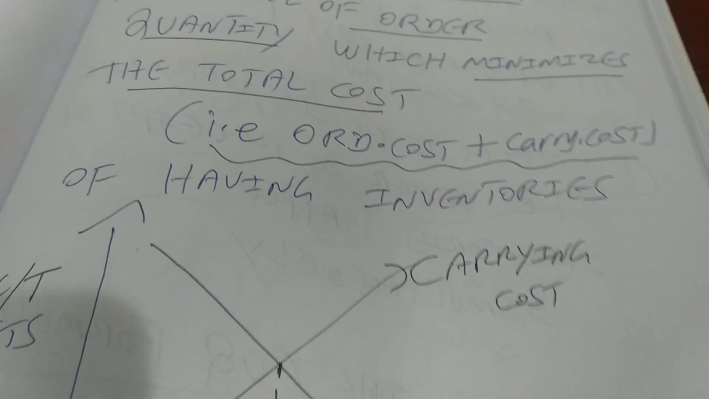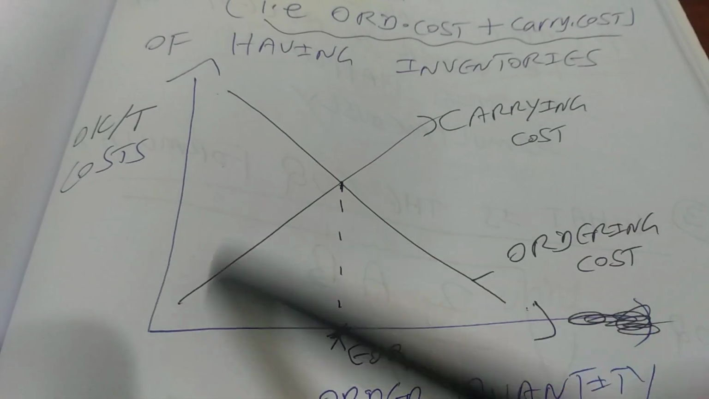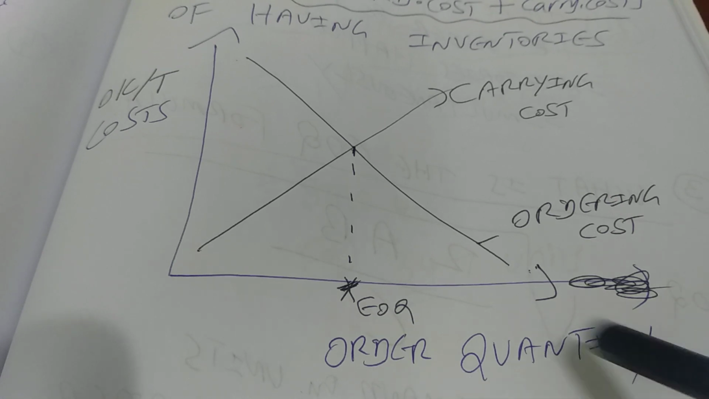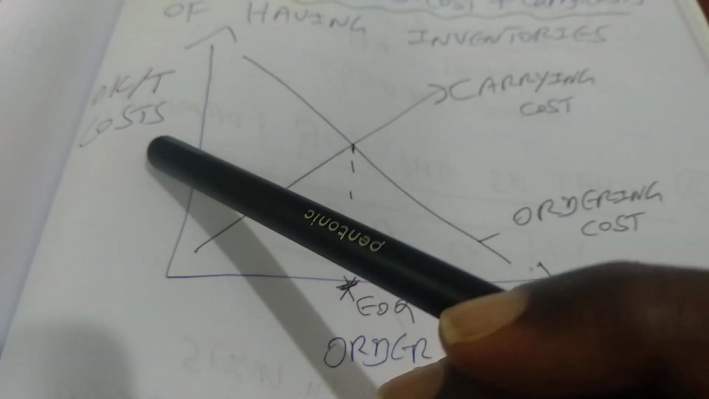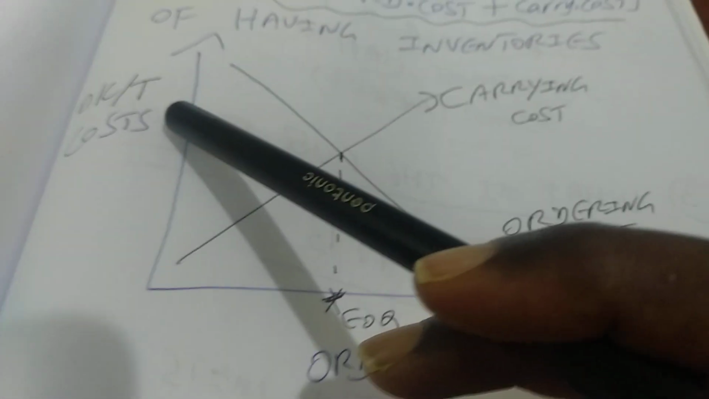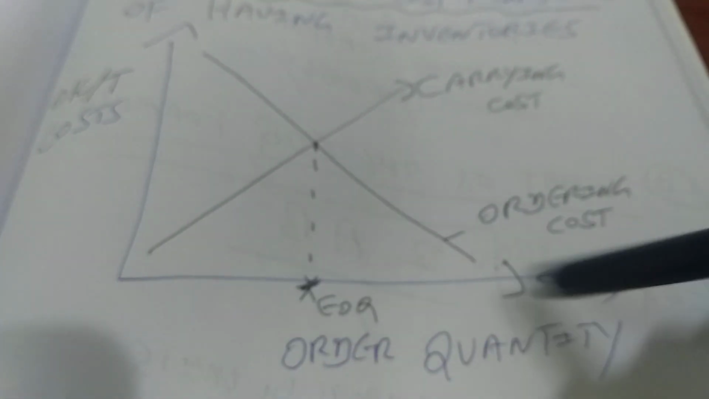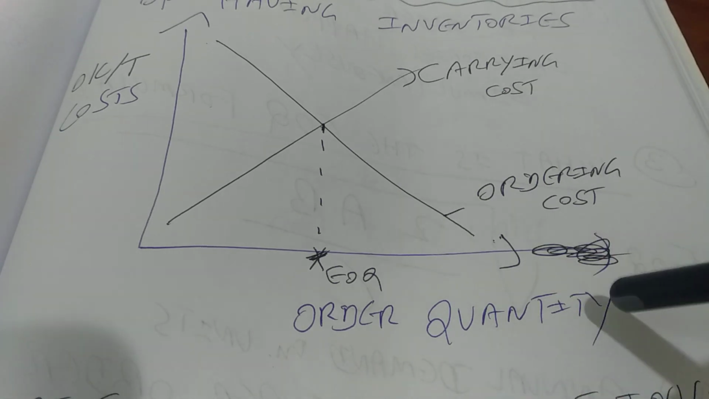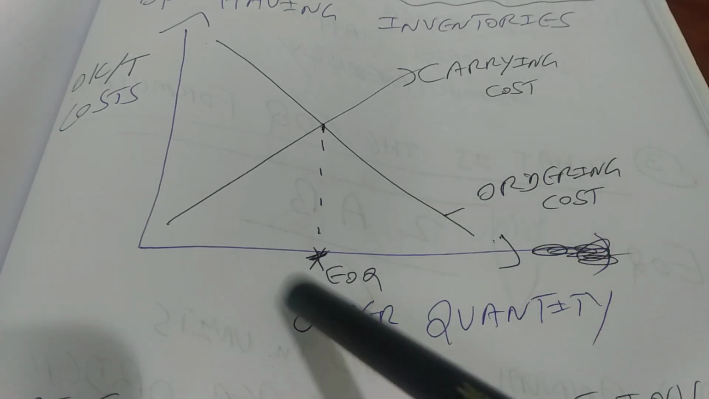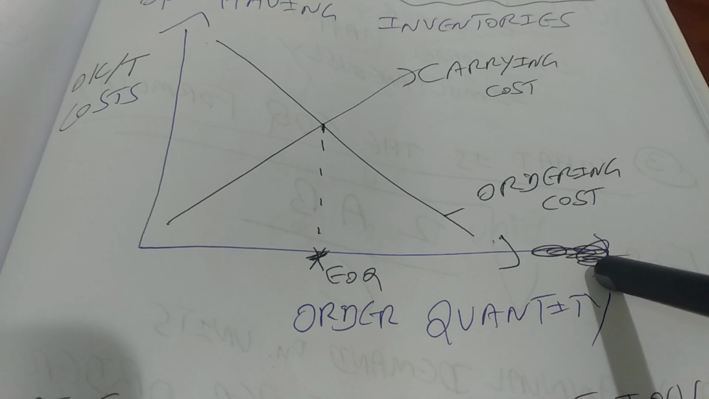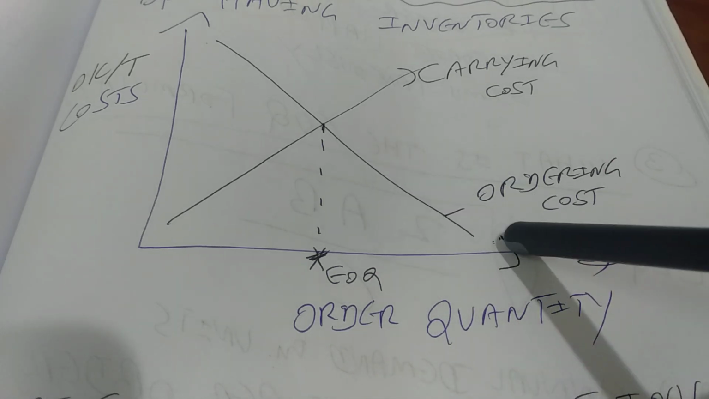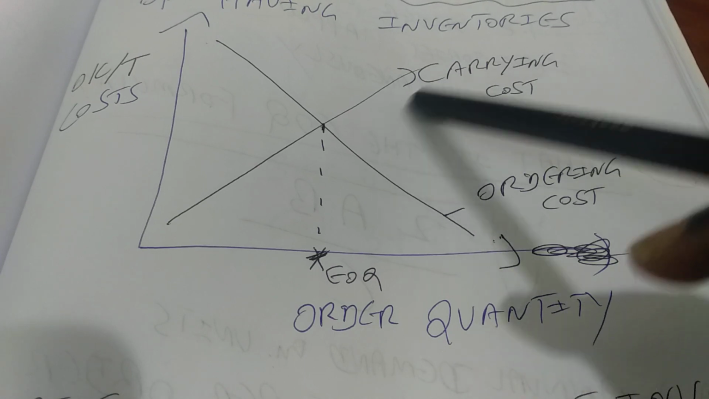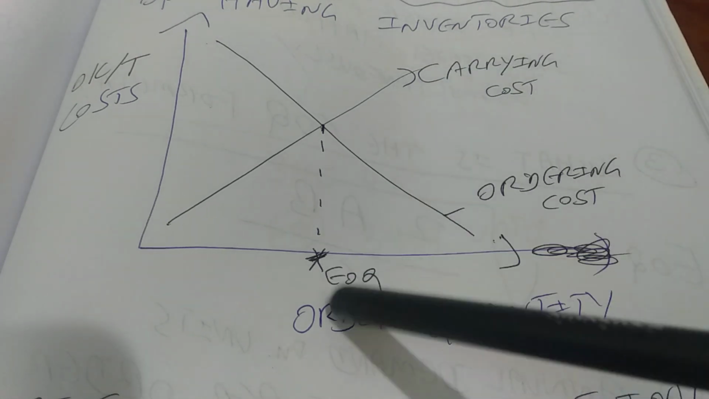So in terms of graphical representation, in the x-axis I have just plotted order quantity, and in the y-axis I have plotted ordering cost, carrying cost or total cost. So what you can observe from this graph is this: once you keep on increasing your ordering quantity, your ordering cost per unit keeps coming down, whereas your carrying cost per unit keeps going up, right? So that means there is a need for trade-off.